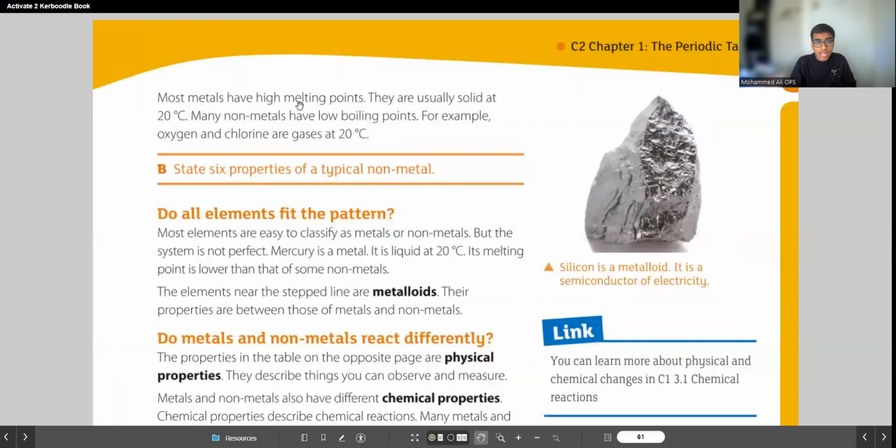And so most metals have a high melting point. So they're usually solid at 20 degrees, and many non-metals have low boiling points. For example, oxygen and chlorine are gases at 20 degrees.